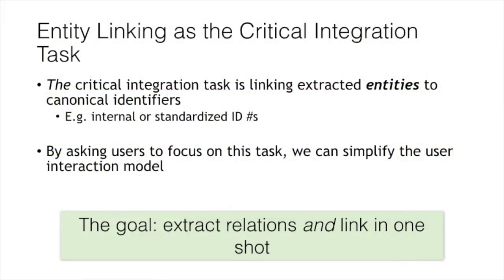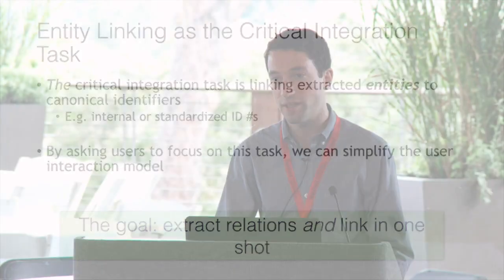We have also started focusing a lot on entity linking as the key integration task. This is mapping the mentions that we pull out to some canonical identifier, whether it's a public medical ontology or some internal set of IDs, as the central task. By focusing on this task, we can actually simplify the overall extraction task. That's another area we're looking into.